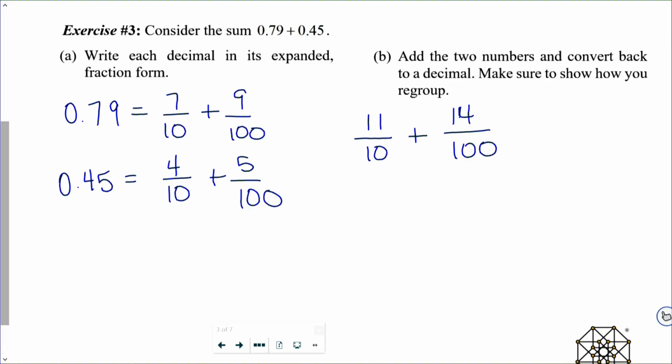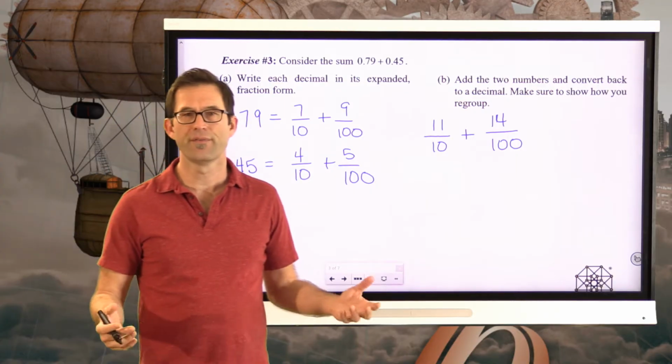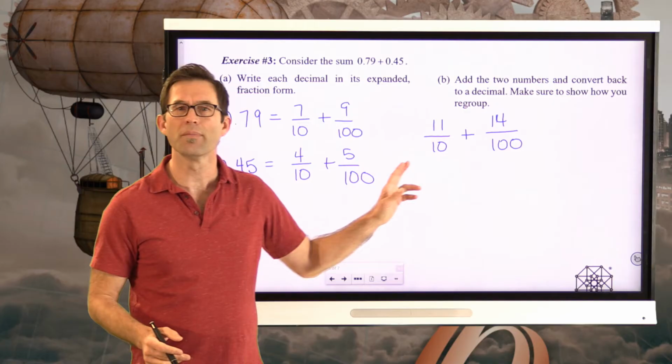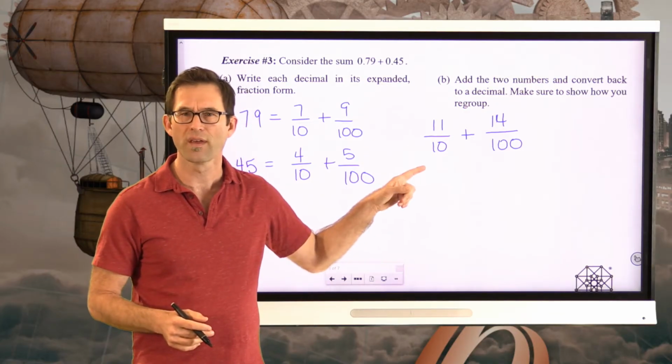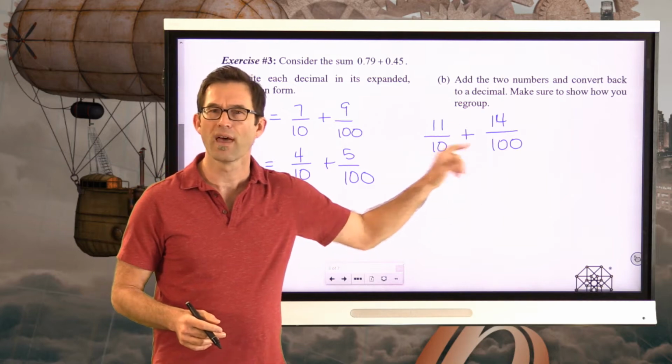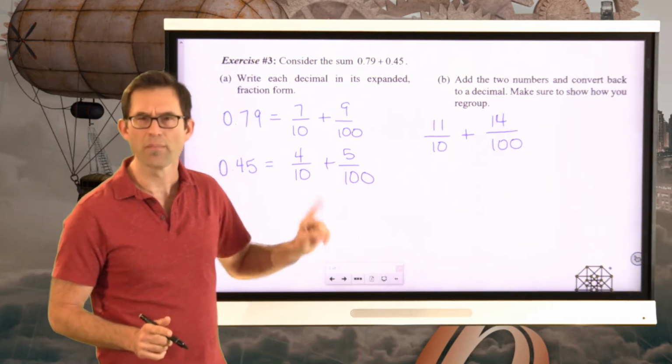Then I have 9/100 plus 5/100, which is 14/100. Now you might say, well, okay, fine. But this is a little bit more confusing, right? Because now I have more than 10/10. I have more than 10/100. So think about this for a second.